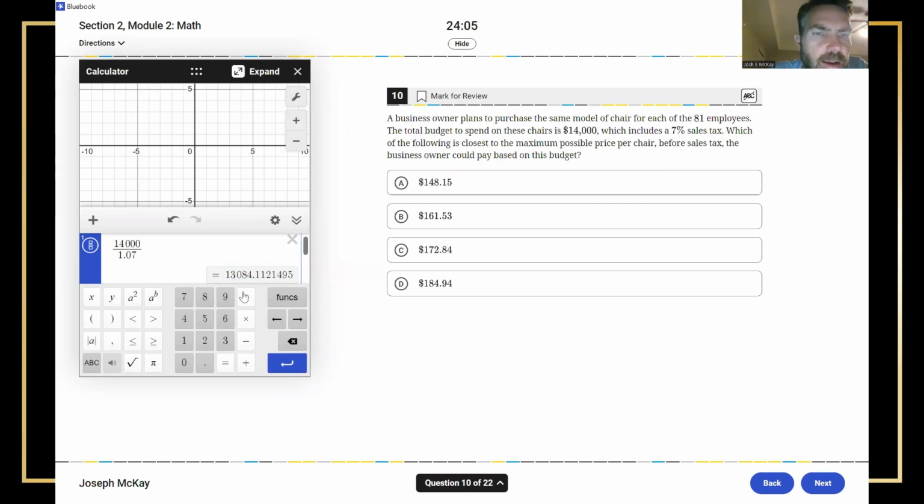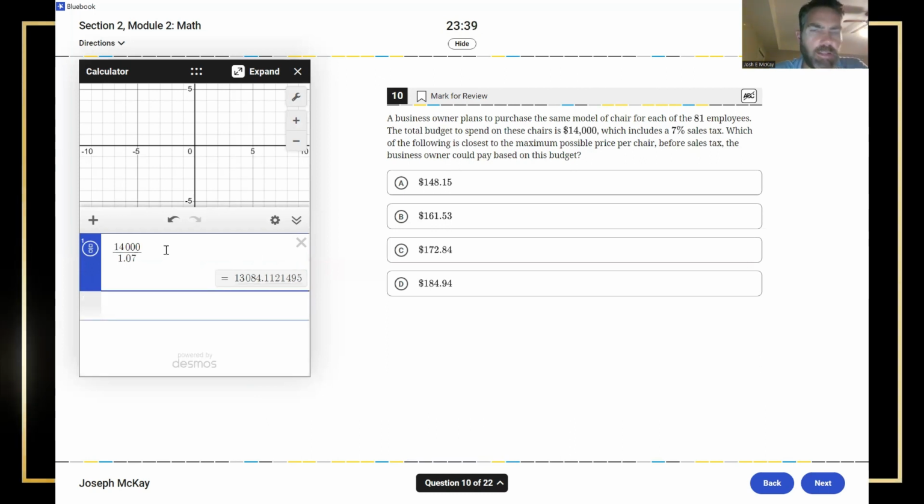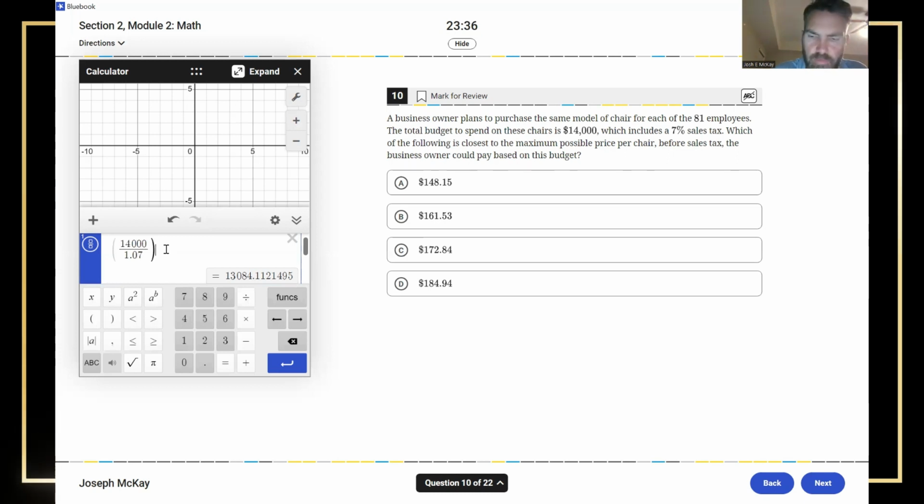So I'm going to take that number and divide that by 81. And that will give me the price per chair. Oops, wait. Back. I didn't like that. So I gotta learn to use this calculator. All right. So I want to take that answer, I'll just put parentheses around this and then divide that by 81. So it's 161.53. That one.